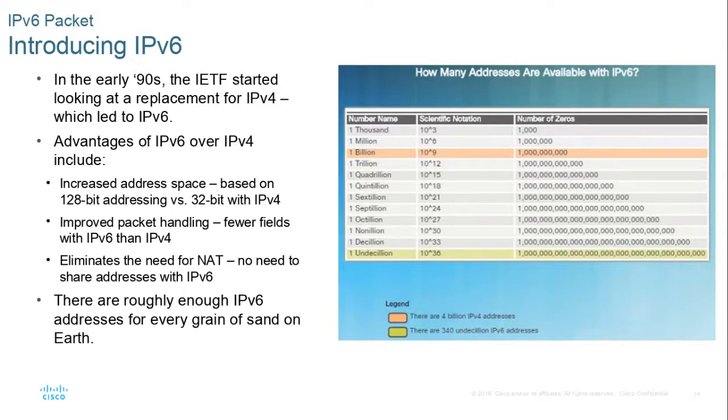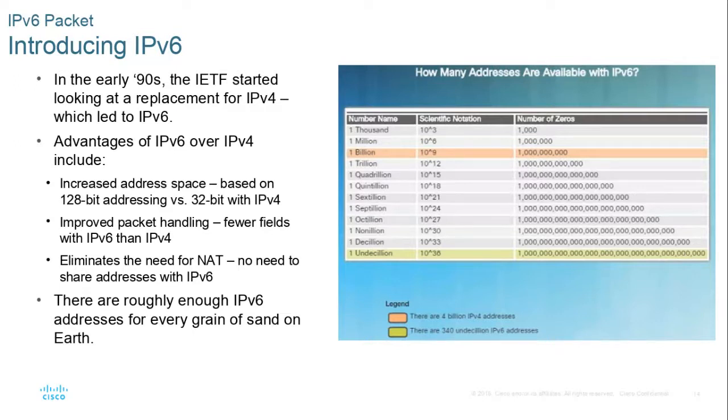So the problem is there's only 4 billion possible addresses. So they started the project called IP Next Generation, which we now know today is IP version 6. IP version 6 has 128-bit addresses, so that's an increased number of possible addresses. And it's so many that we shouldn't ever be able to run out, even if we give every can opener and refrigerator and thermostat and television set their own IP version 6 address.